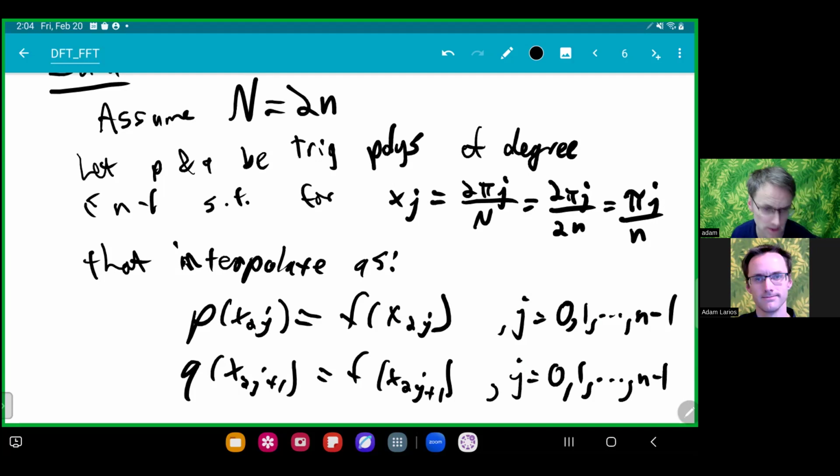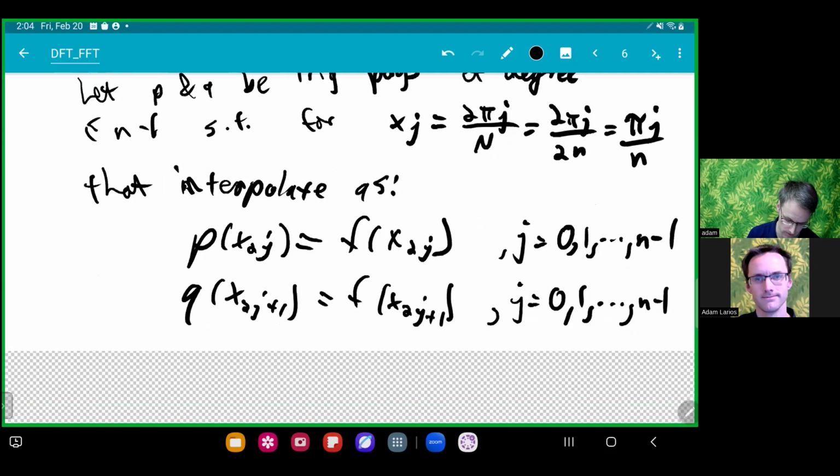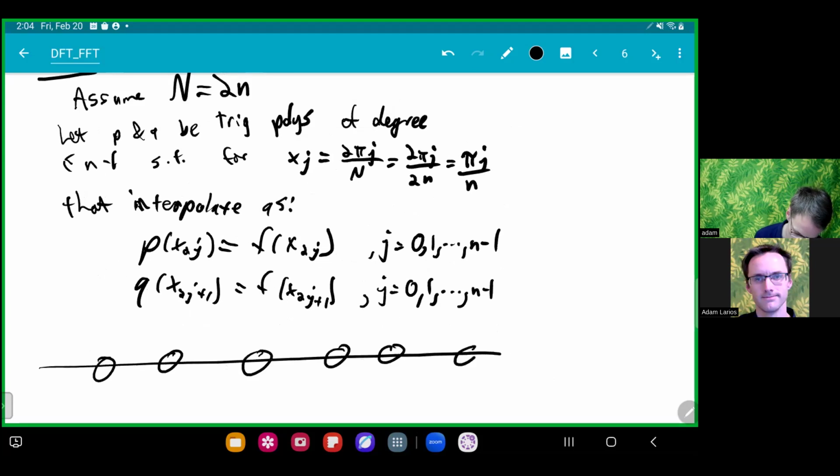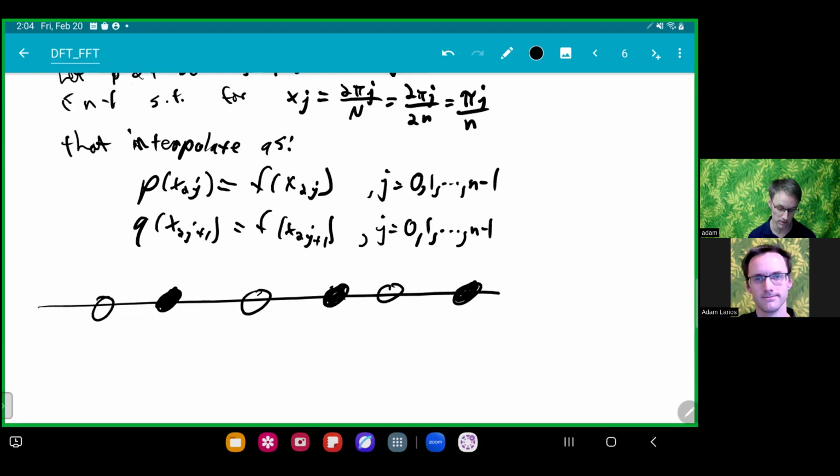All right, so the idea is to split into even and odd points and look at these sort of interlaced things. So if we have some points here, these are normal interpolation points, which are supposed to look evenly spaced. We'll have, say, q interpolating here, and p will interpolate at the, I guess q will interpolate at the not filled in points, and p would interpolate at the filled in points. It's not immediately obvious that that should help.